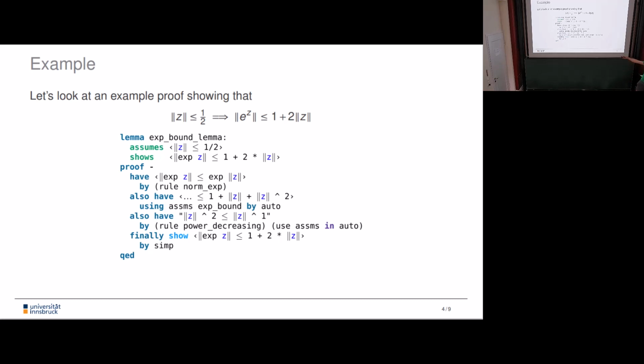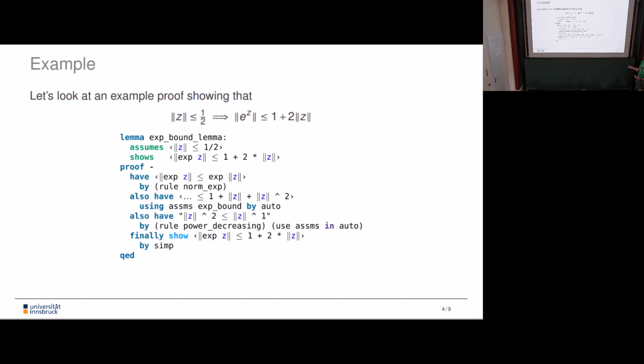Or we can say, well, I want to use some explicit rule, which says that the power on some ordered ring is decreasing under certain conditions, and then the side conditions that arise from these, so some stuff like the norm of z has to be less or equal to 1, this we just hit again with the automation after we feed in the assumption up here. And then for the final result, we just do one step of simplification. We could also do auto here, it doesn't really matter. So that's the basic structure.